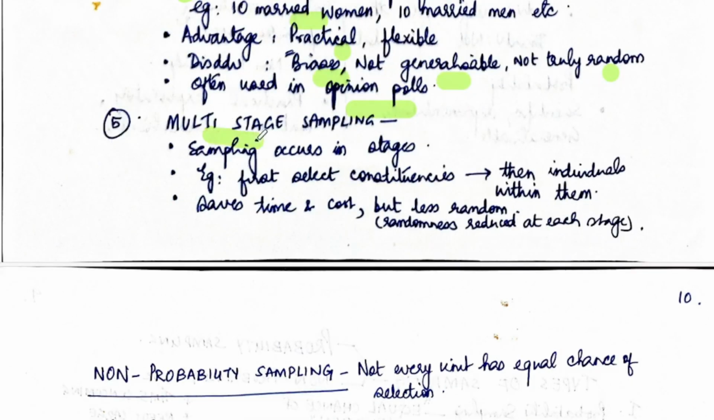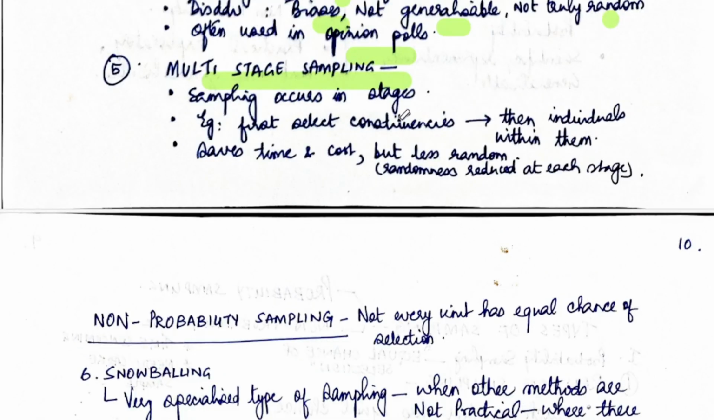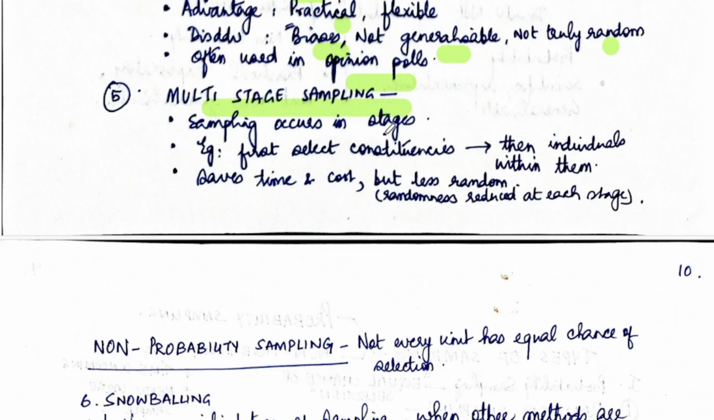And last we get into multi-stage sampling. What is multi-stage sampling? Multi-stage sampling means that sampling occurs in stages. So first we select the constituencies, and from those constituencies we select the individuals. Like for example, we first select districts. From districts we select blocks. From blocks we select the villages from where we want to do the study. From the villages we study the households.